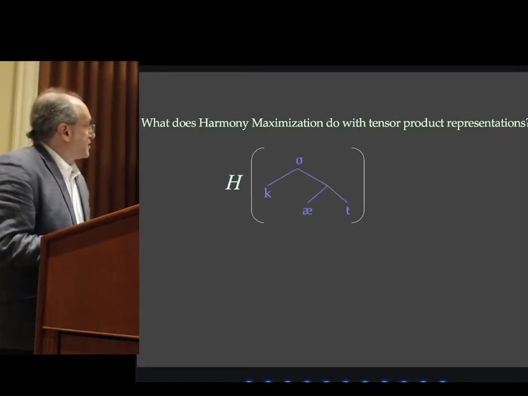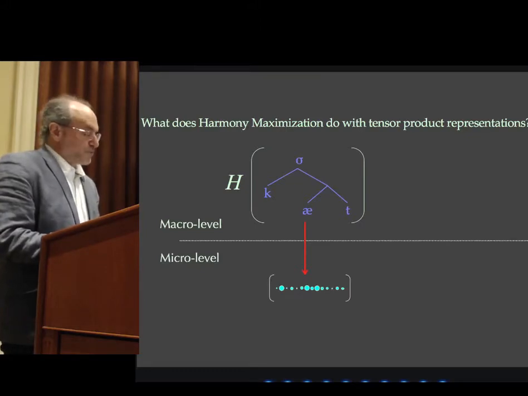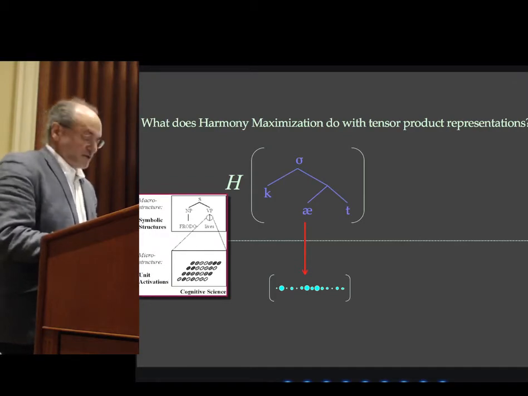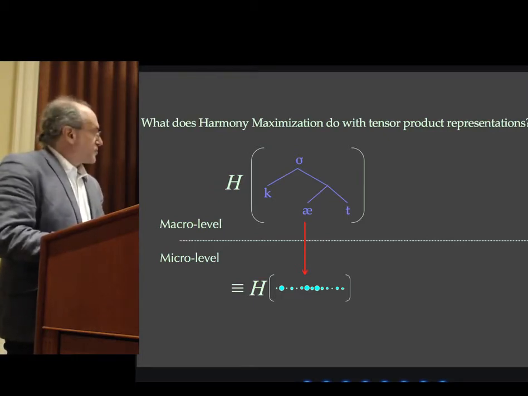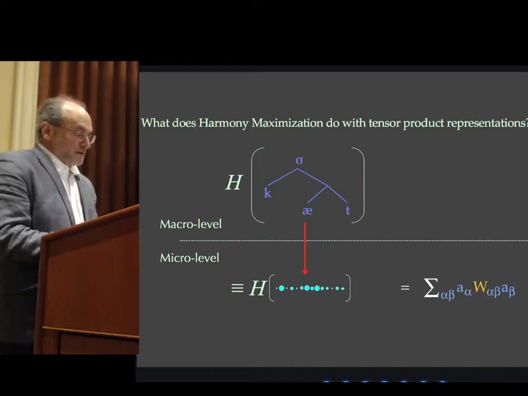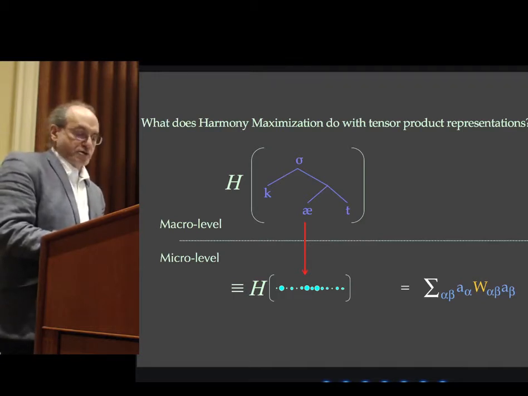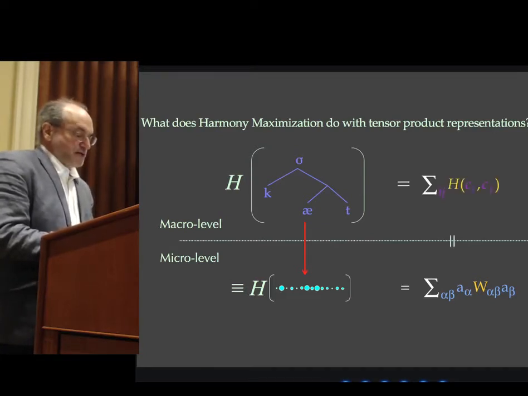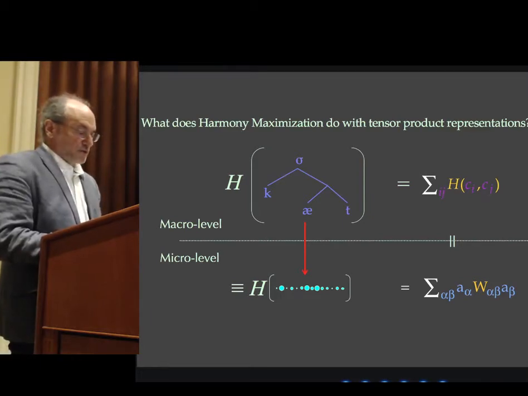To define the harmony of this syllable, we find its TPR realization at the micro level, exploiting our unified view that the tree and the activation vectors are merely different descriptions of the same mental representation. Therefore, they must have the same harmony. So the harmony of this representation can be computed using our formula operating at the neural level. Now, simple math will show that when the activation pattern has the combinatorial structure of a TPR, this harmony value is the sum of terms, each of which gives the harmony arising from having a particular pair of constituents in the same structure.